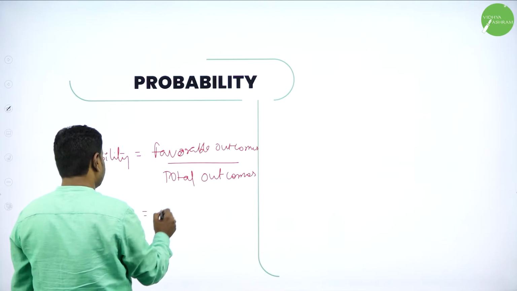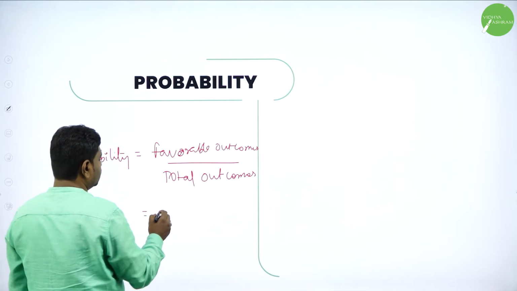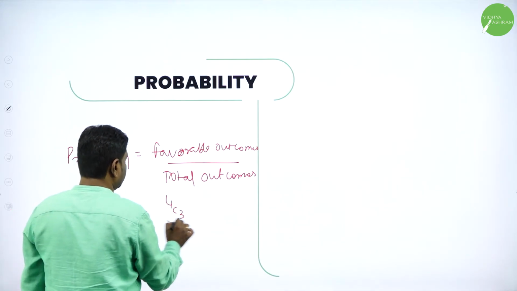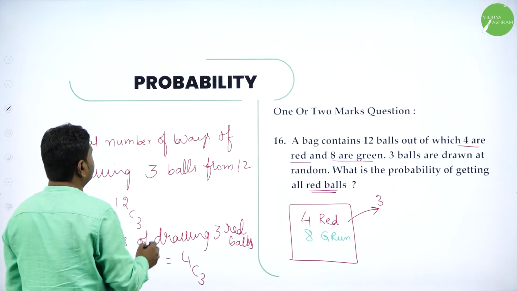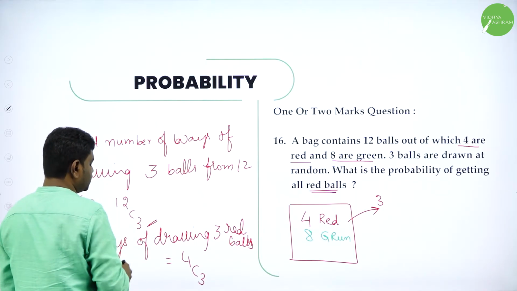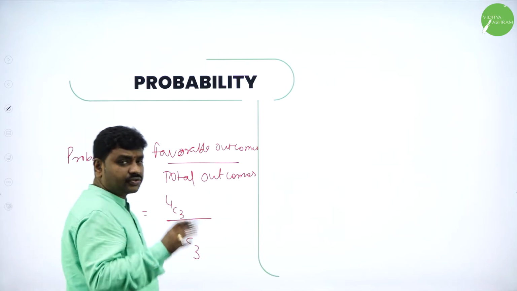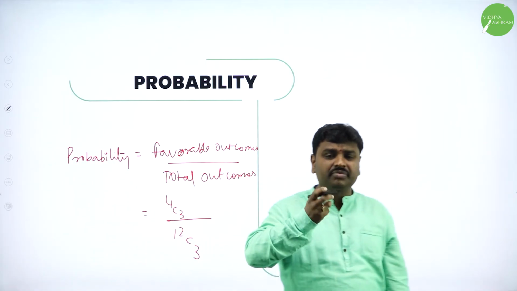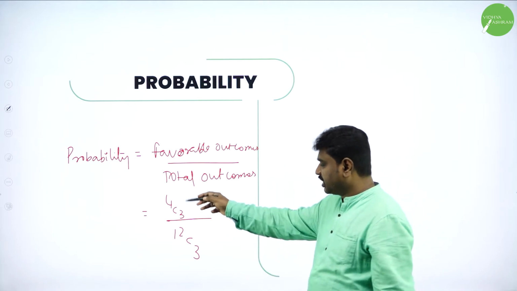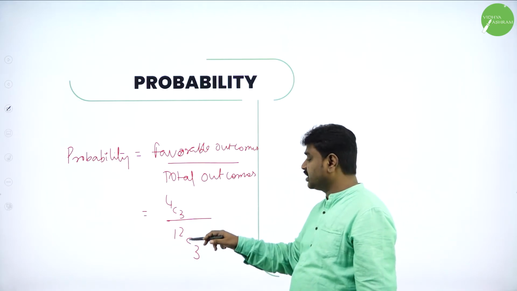So favorable is we have to select 4C3 for selecting 3 red balls, and total number of ways of selecting 3 balls is 12C3. 4C3 by 12C3 is the favorable by total. So if you want 3 red, you should select from that 4. So out of 4, 3 can be selected in 4C3 ways. Total ways of selecting 3 balls is this.